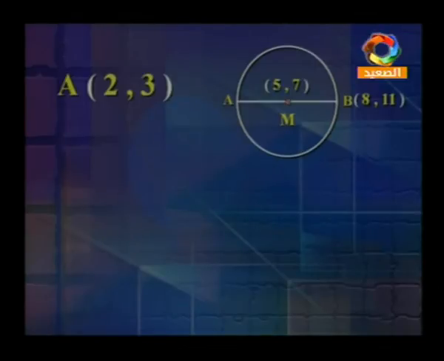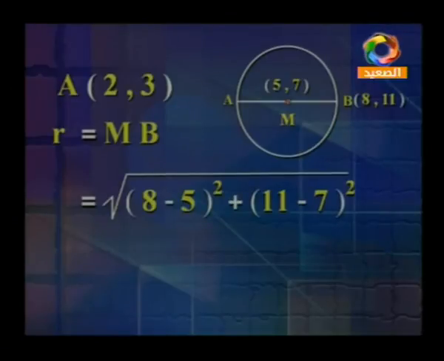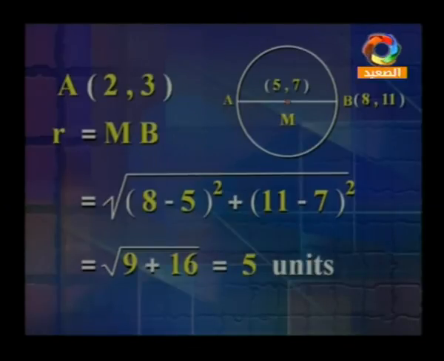Then what about the length of the radius? The radius will be MB. So we can find the length of MB as it is the radius. Then R equals MB, which is equal to the distance between M and B, which is the square root of 8 minus 5 all to the power of 2, plus 11 minus 7 all to the power of 2, which gives square root 9 plus 16 equals 5 units. Now we can say that the length of the radius of this circle is 5 units.